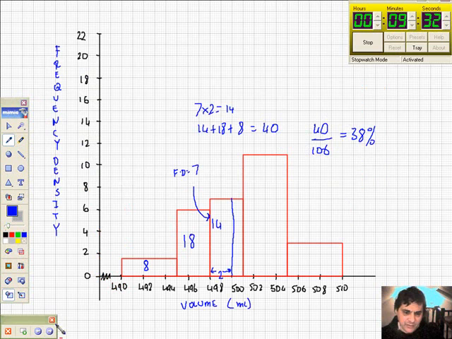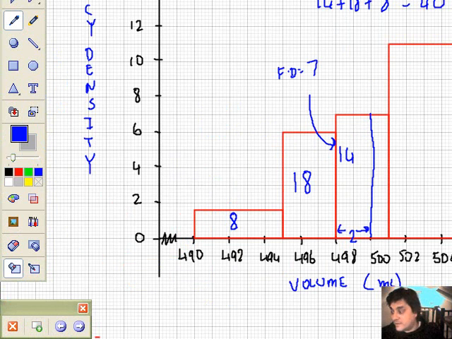Alright, let's look back at the final amount. There it is, 38%, based upon the data given. That's really high.